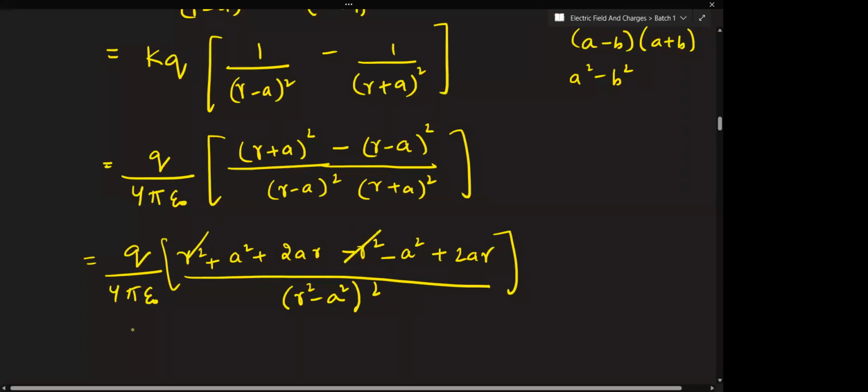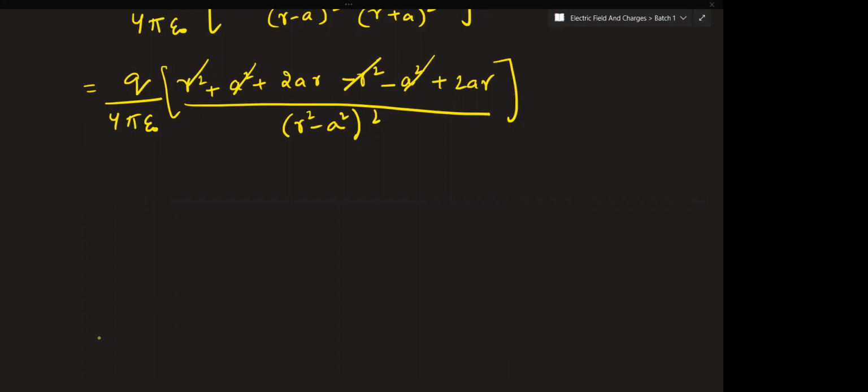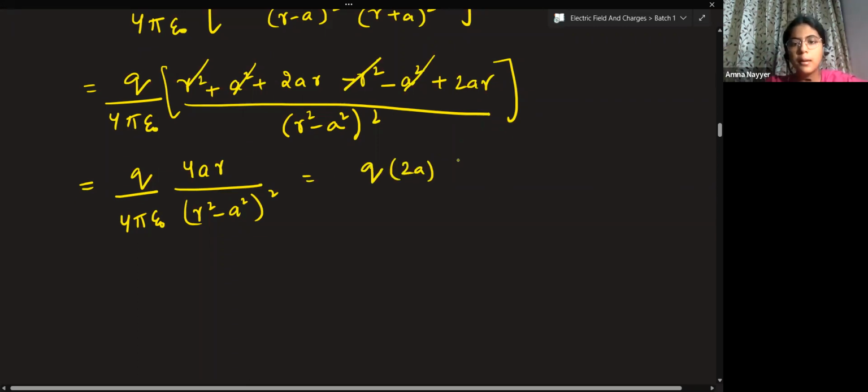Now see, r square will get subtracted, a square will get subtracted. Now see, what is left? We are left with only 2ar plus 2ar, this becomes 4ar. So this is q divided by 4 pi epsilon naught. Here we have 4ar with us, divided by (r square minus a square) whole square. Now let us just segregate this 4a. We are having 4ar with us, no? So let's write this as q into 2a multiplied by 2r, divided by 4 pi epsilon naught (r square minus a square) whole square.